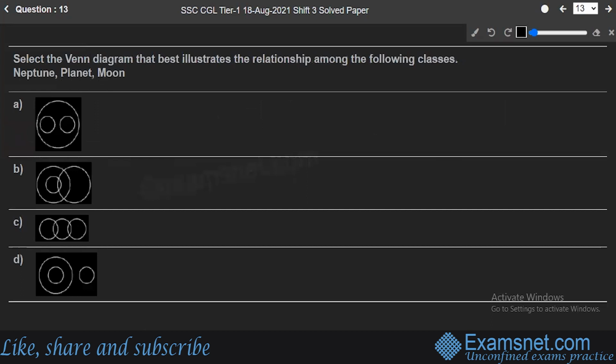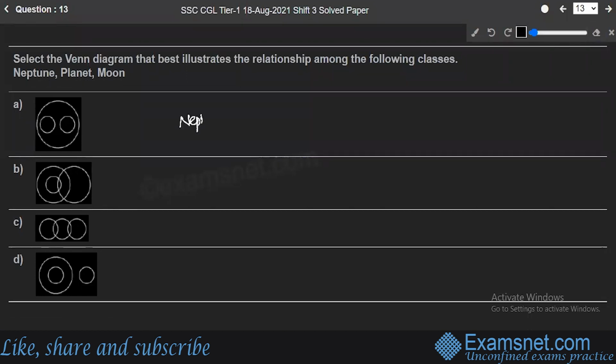Next, question number 13: select the Venn diagram that best illustrates the relationship among the following classes. They are Neptune, planet, and moon. See, if I'm looking at all these, which one do you think is the correct answer to the question?